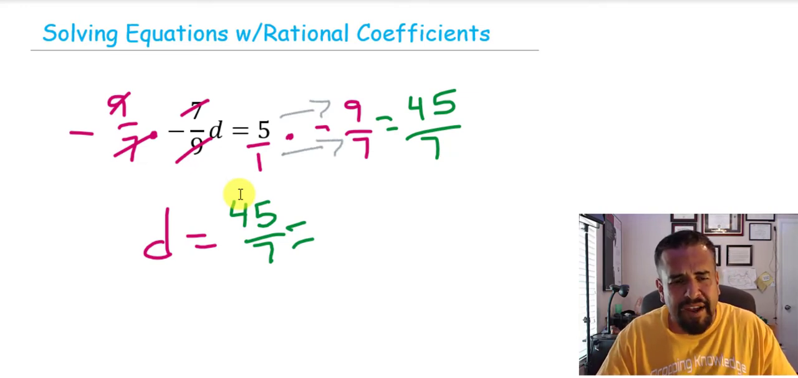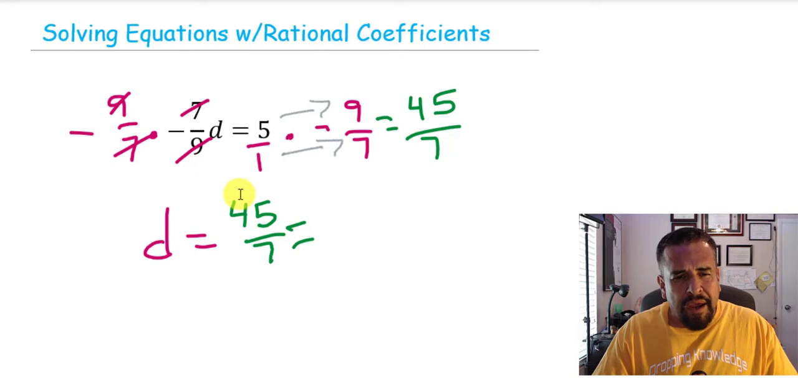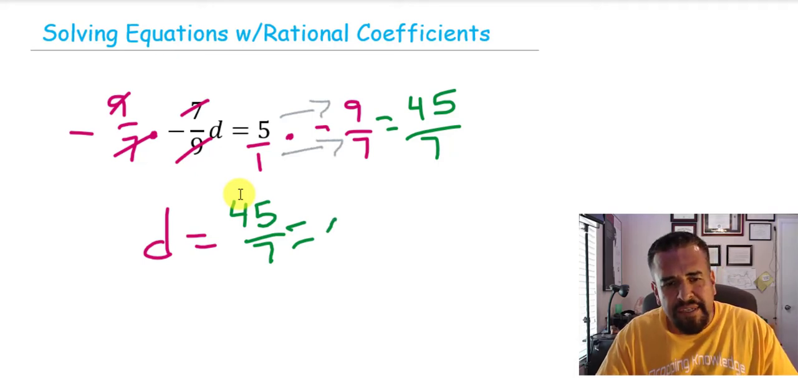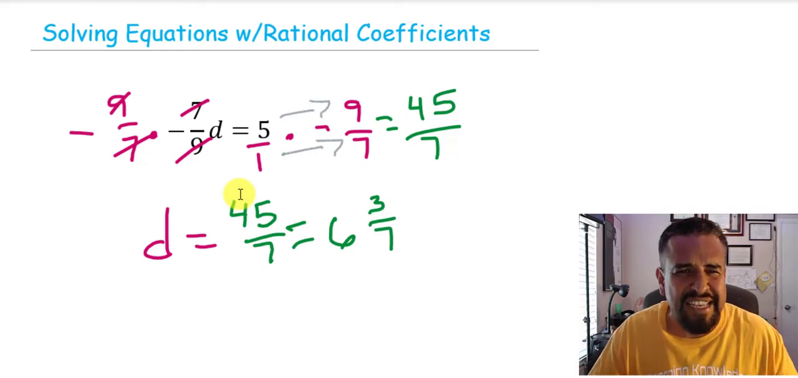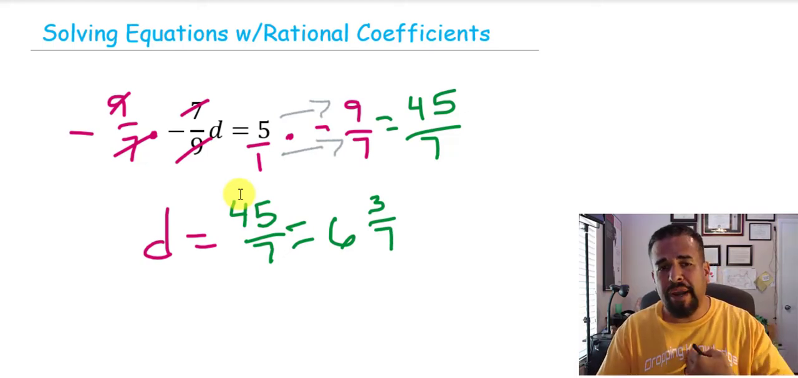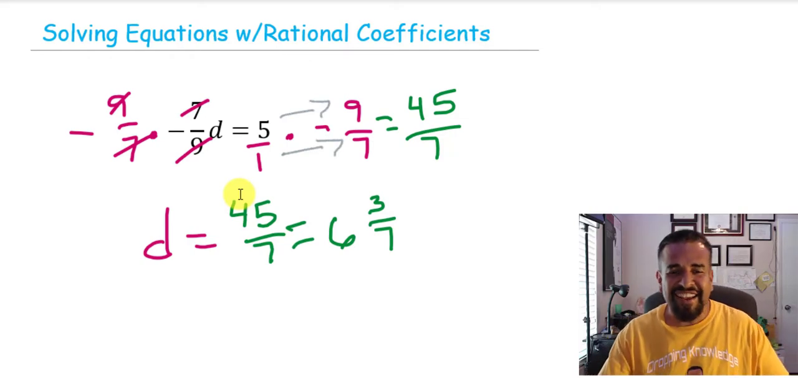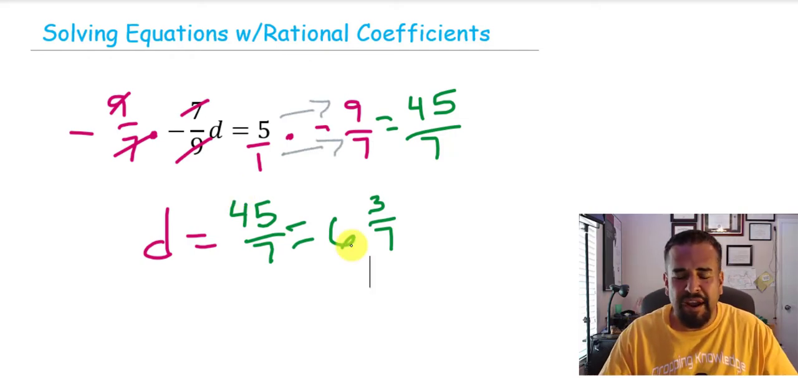If you wanted to simplify, that would be what? 6 times 7 is 42, so 6, with the remainder of 3 over 7 if you wanted to write it as a mixed number. But you don't have to if you're my student. If you're somebody else's student, well, good luck. There, I just showed you how to change it to a mixed number.